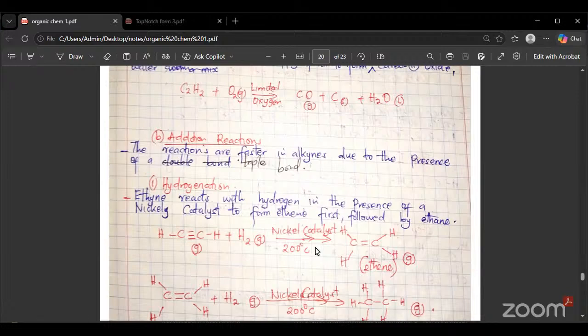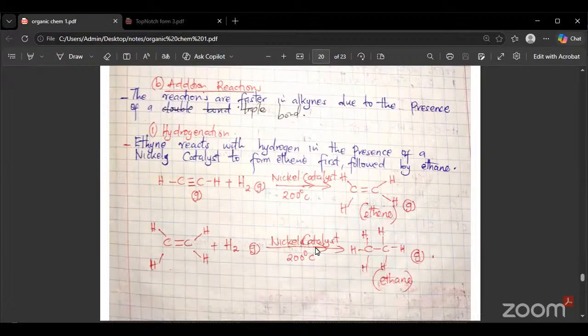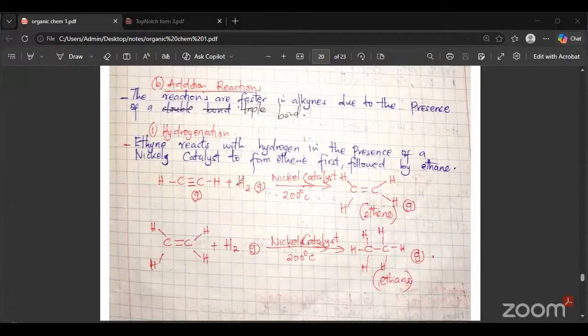Now, if you further, now I will tell you something. Let me just do it again. Let us just check out fast because it has already been written. So I'll write again so that you see. So this one is 1 mole. This one also is 1 mole of hydrogen. If you further continue to add another mole of hydrogen, and then you get ethane. We go back now to the first one.